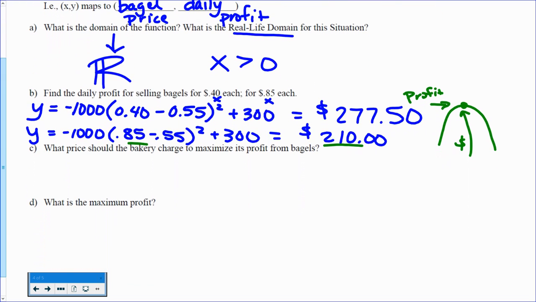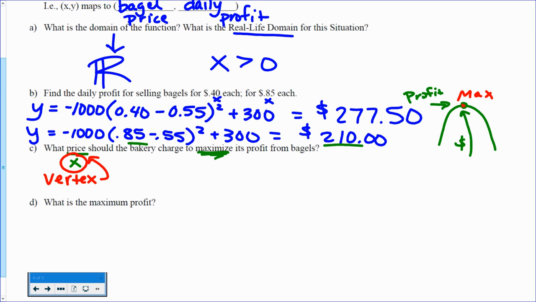All right, so for part C, what price, so the price is X, so what X value should the bakery charge to maximize its profit? All right, maximize, when we're talking about a parabola, that is my vertex right here. That is going to be the maximum. So we are looking for the vertex, and since it asks for price, we are looking for the X coordinate of the vertex.